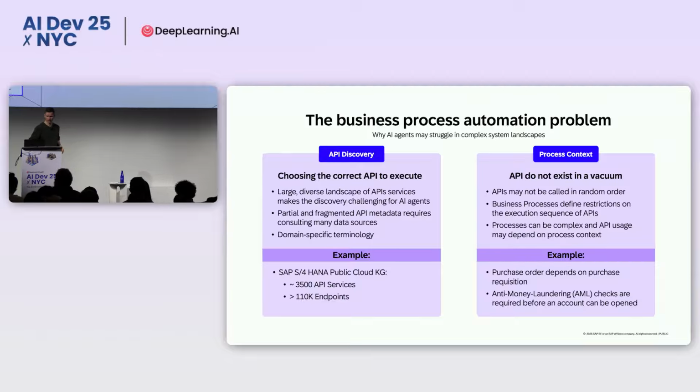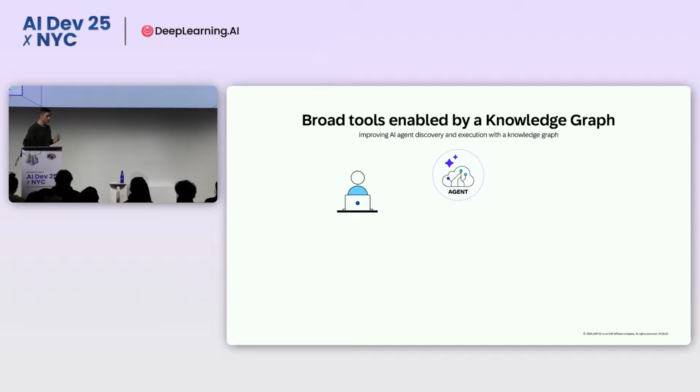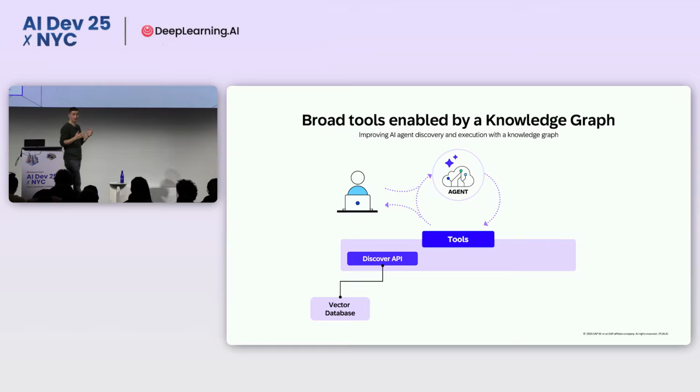So how do we address these challenges? Well, we provide our agent with a set of what we call broad tools. And these tools are to discover APIs. So based on a vector database and the user utterance, we try to identify a set of candidate APIs that might be relevant for fulfilling the given task.